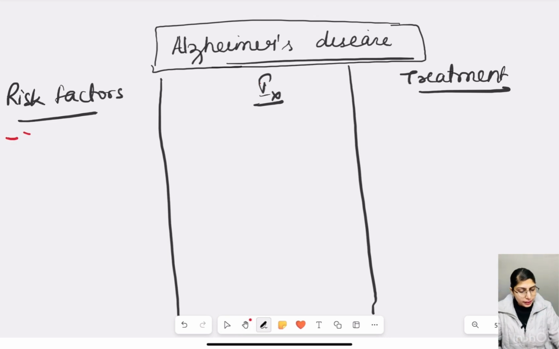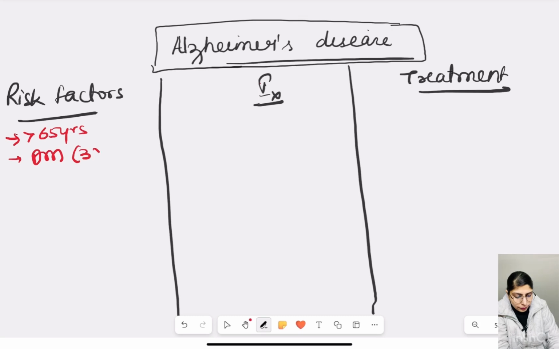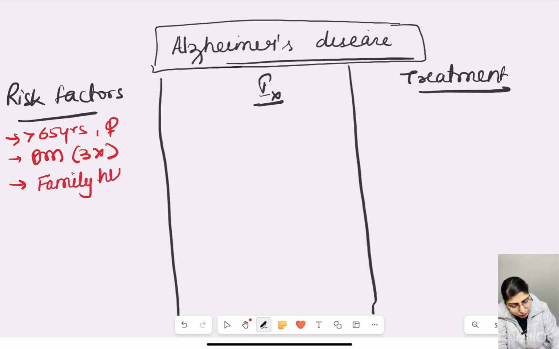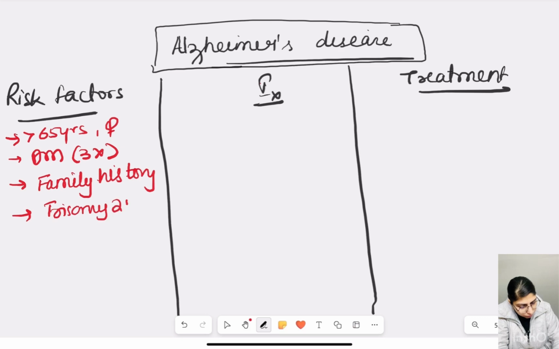So if we talk about risk factors, the main risk factors that we have is age above 65 years. And diabetes mellitus increases the risk of Alzheimer's 3 times. Then we have females more predisposed to Alzheimer's as compared to males. Family history in a first degree relative. Trisomy 21, Down syndrome.